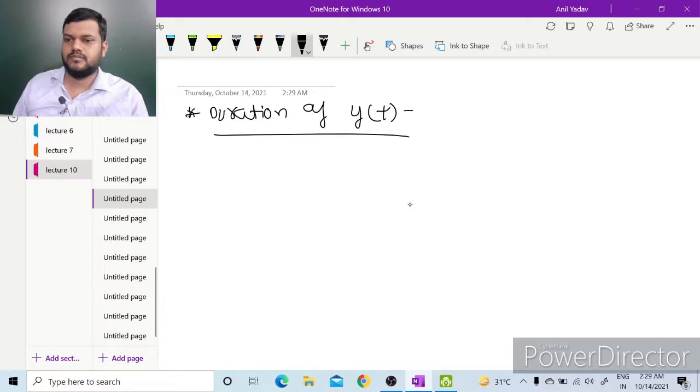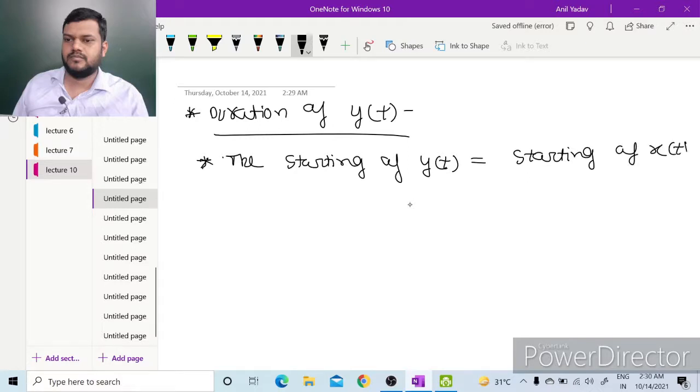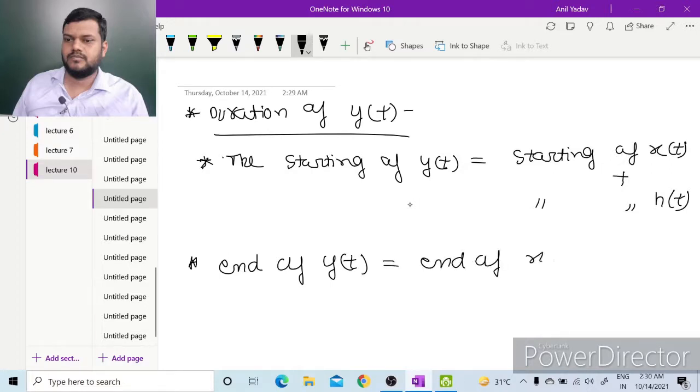So we can write this as: the starting of yt will be the starting of xt plus the starting of ht, and the end of yt will be the end of xt plus the end of ht.